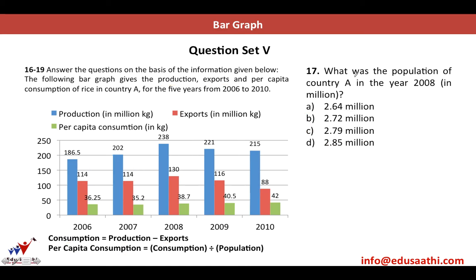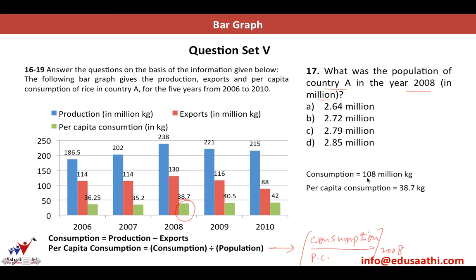Let's look at the second question for the set. What was the population of the country A in the year 2008 in millions? What we need to do here is, I know that population, if we go by this formula, is equal to consumption divided by the per capita consumption for this year, 2008. We've already calculated consumption for the year 2008. We'll just divide by the per capita consumption, which is 38.7, and we'll find the answer.